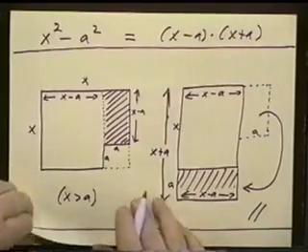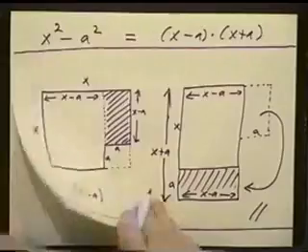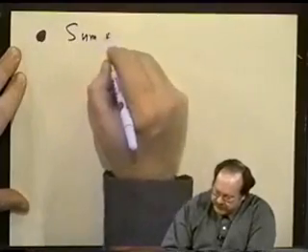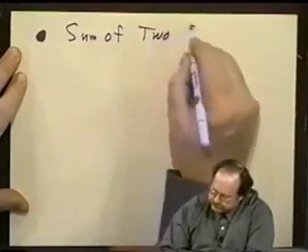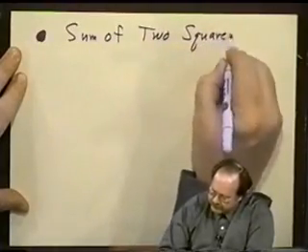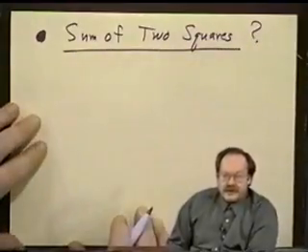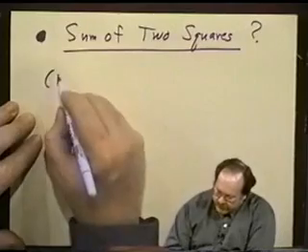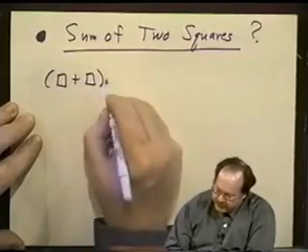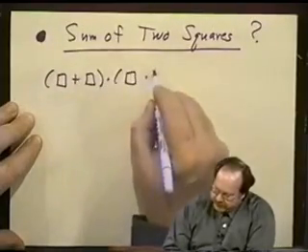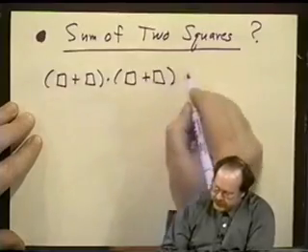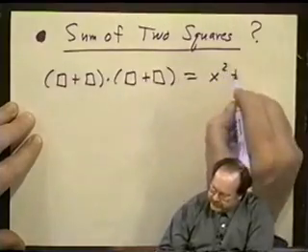All right. Well, we've looked at the difference of two squares. Now let's ask the obvious second question. What about the sum of two squares? Question mark. Well, you probably guessed something's going on here. I put a question mark. Well, what would that look like? Well, that would be some sort of binomial times some sort of binomial equals x squared plus a squared.